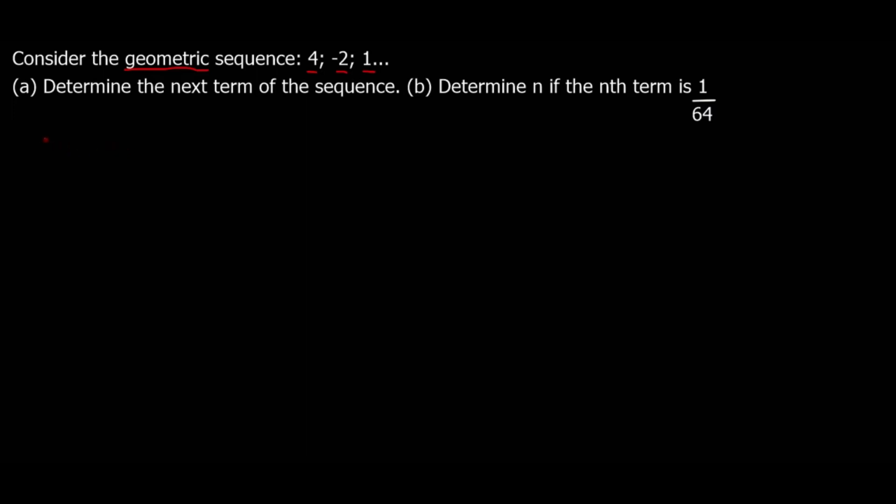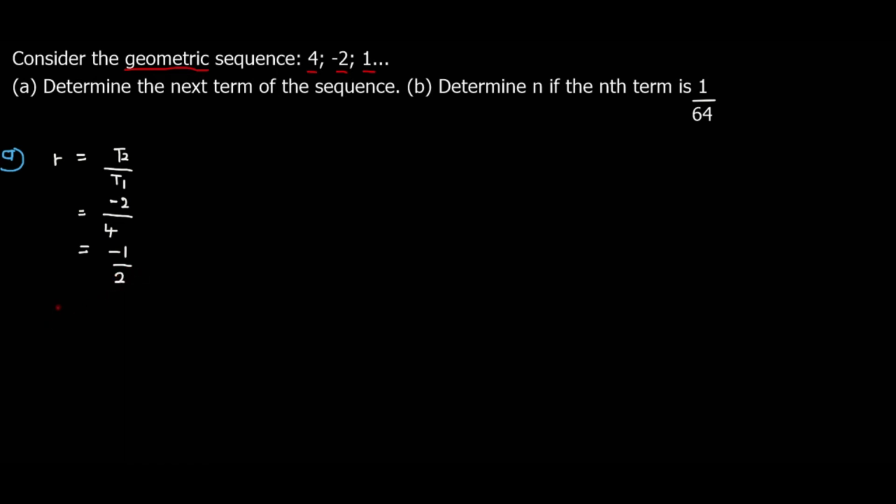So now let's go to part A. Determine the next term of the sequence. We know that moving from one term to another we multiply by the constant ratio. So if we find the R, it will be easy to find the next term. Our R is equal to T2 divided by T1. T2 is equal to -2, and T1 is 4. So this means our R is -1/2.